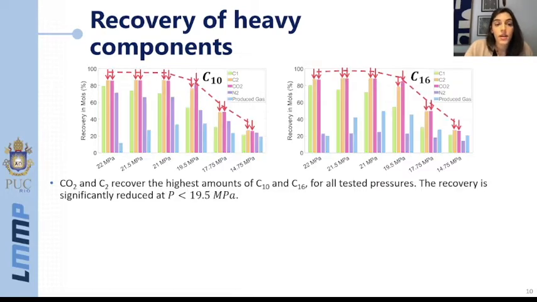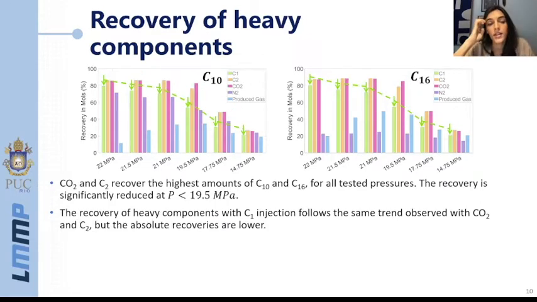So we can see that, analyzing together CO2 and C2, they can recover the highest amounts of C10 and C16 for all tested pressures. And also we can see that the recovery is significantly reduced when the pressure becomes lower than 19.5 megapascal. Then analyzing the recovery obtained with methane, we can see the same trend observed with CO2 or C2, but the absolute recoveries are lower.